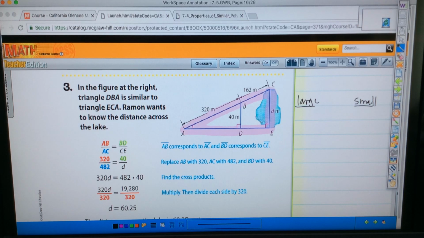So by the way, let me back up here. In the figure at the right, triangle DBA is similar to triangle ECA. Ramon wants to know the distance across the lake. So he's using these 2 right triangles. He knows that the distance from B to D is 40 meters. So he's trying to figure out what the distance from C to E is using these 2 right triangles. So there's the hypotenuse.